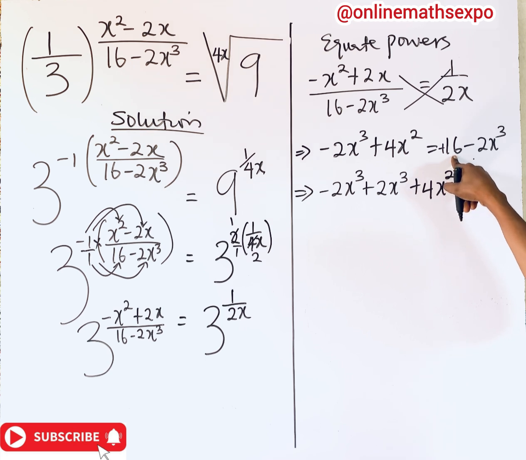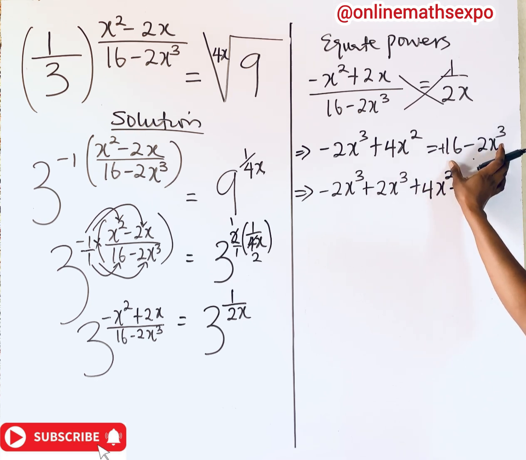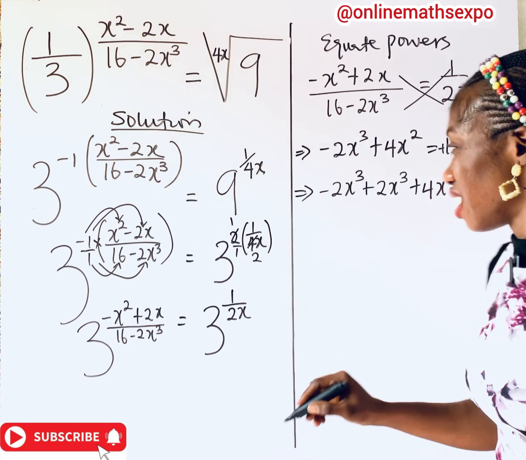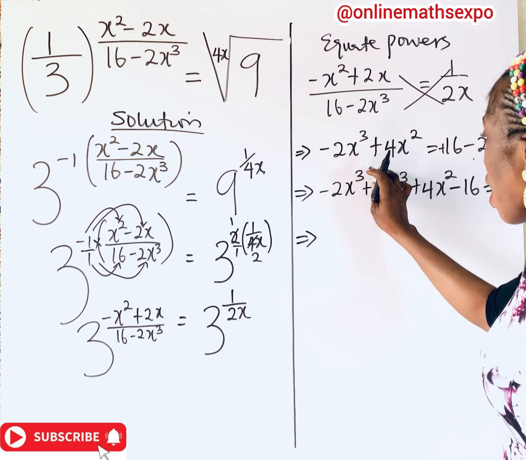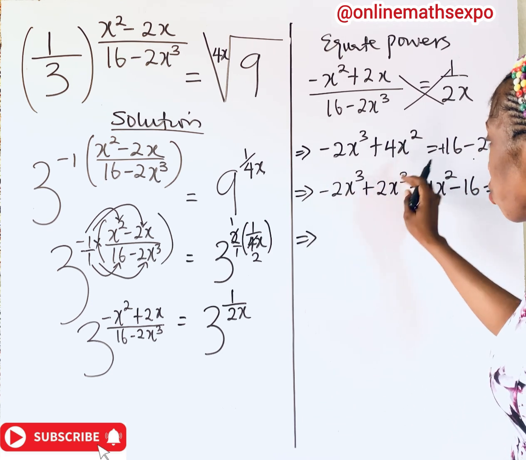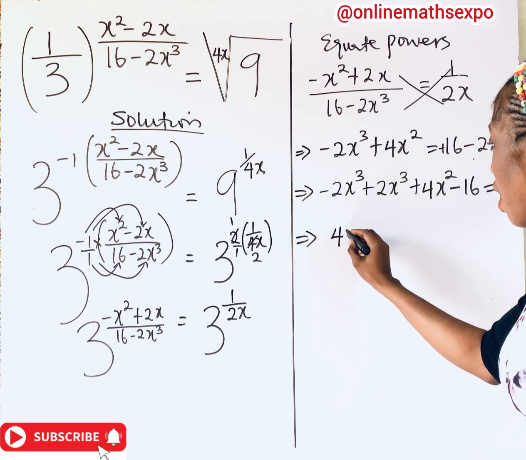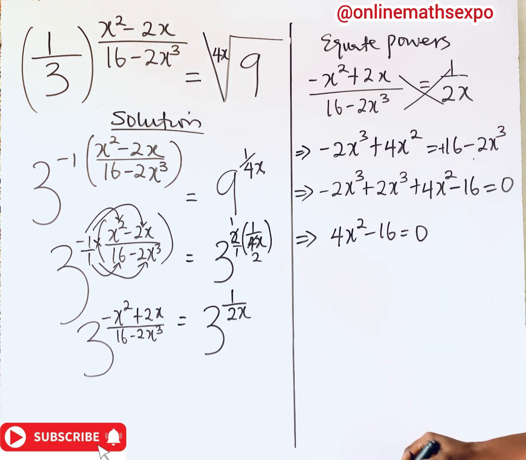So we want to remove it, you use negative. So it becomes negative 16. And you know, when you have removed this to become negative and you remove this to become positive, nothing is left. So everything becomes 0. I hope that is clear. So what do you do again? You will now see that negative 2x cubed plus 2x cubed simply becomes 0. So we are left with 4x squared minus 16 is equal to 0.